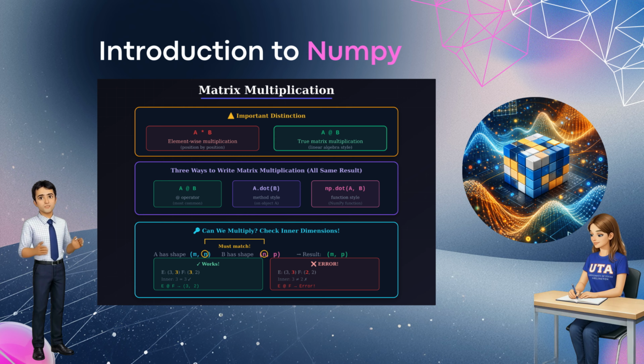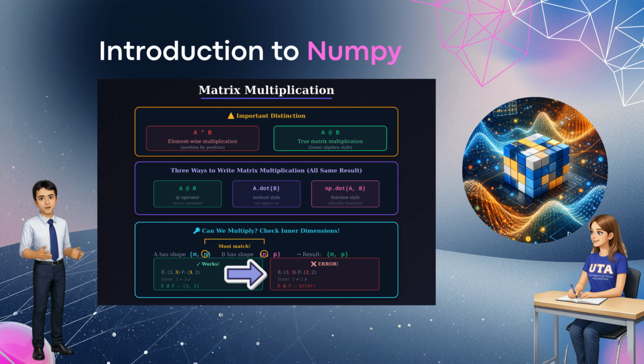Let me give you examples. Say matrix E has shape 3 by 3. Matrix F has shape 3 by 2. Can we do E at symbol F? Check the inner dimensions. E is 3 by 3, so its inner dimension, the number of columns, is 3. F is 3 by 2, so its inner dimension, the number of rows, is 3. 3 equals 3. Yes, we can multiply. And the result? E has 3 rows, F has 2 columns. The result is 3 by 2.